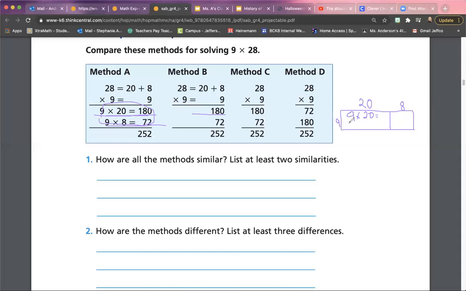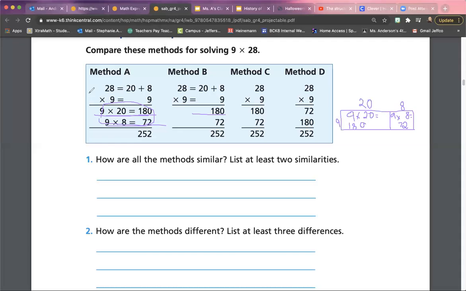So 9 times 20 is 180. And then I know 9 times 8 is 72. Well, look at that. I got the exact same answer. It's just set up a little bit differently. So again, as we go through this, I want you exploring and thinking to yourself which way works best for you. If you really like to see it visually with the area model, that's fine.